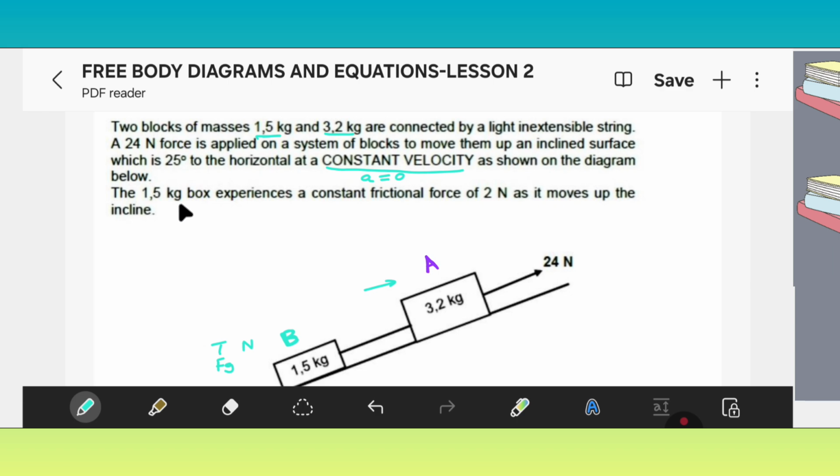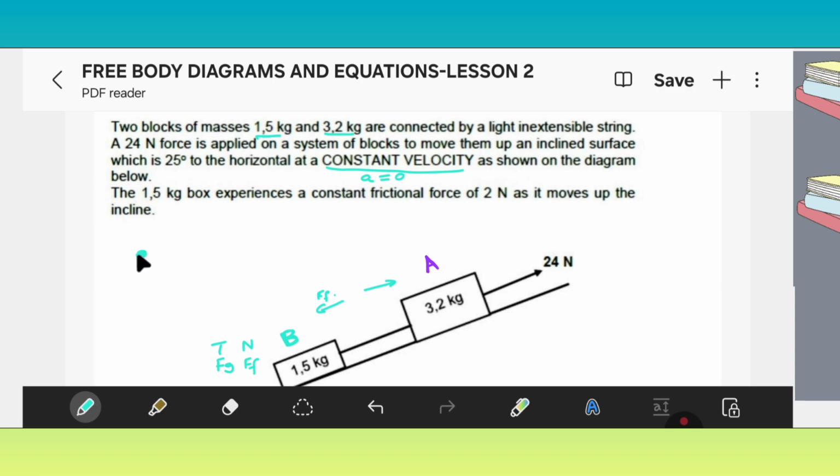So the 1.5 kg block experiences a constant frictional force of 2 newtons. So there's also frictional force to this object. So if the objects are moving up, it means that our frictional force will be moving in the opposite direction. Always remember that. So now let's draw our free body diagram of block B.